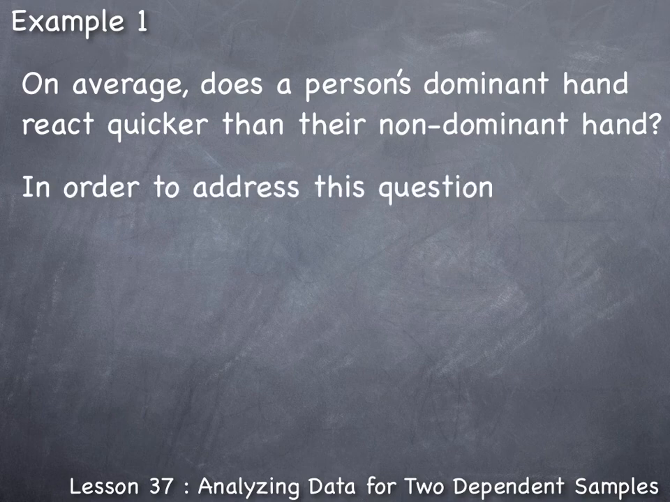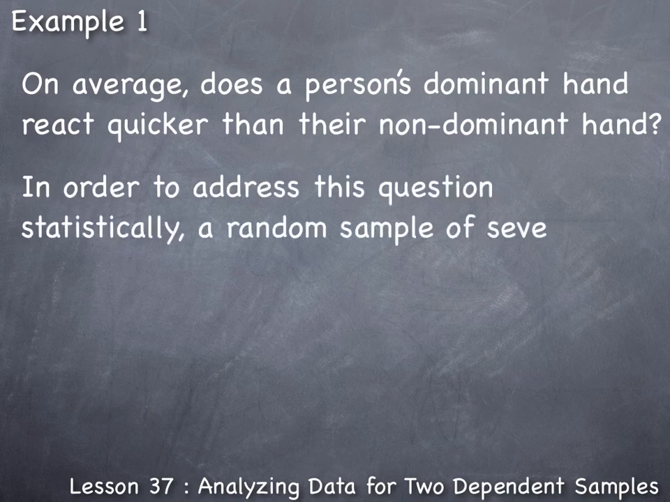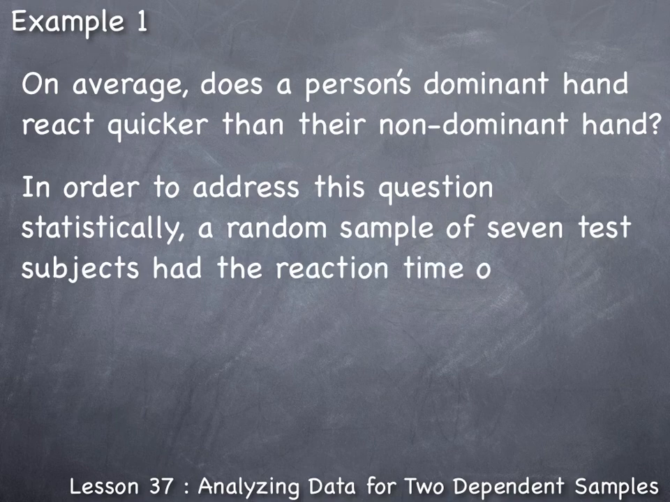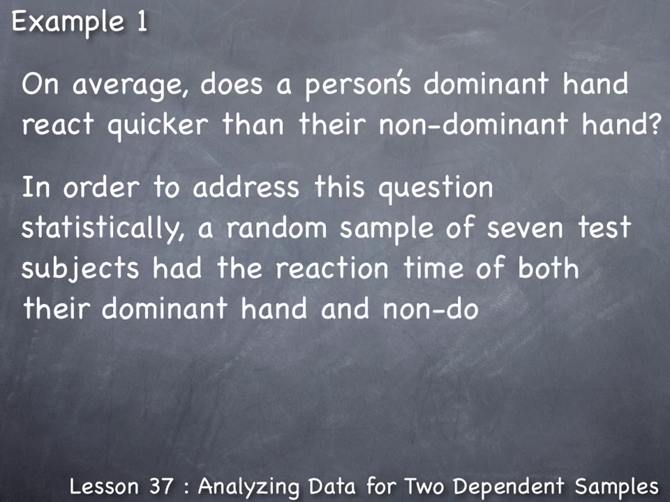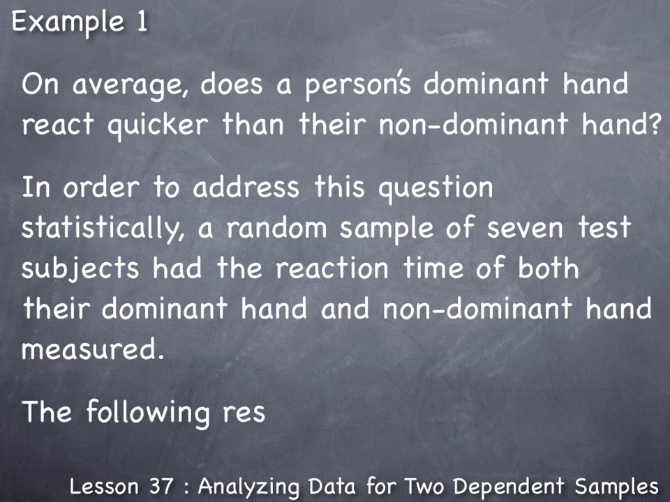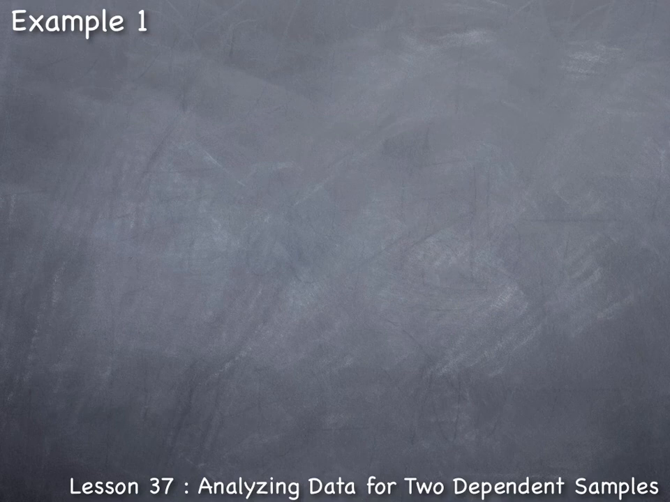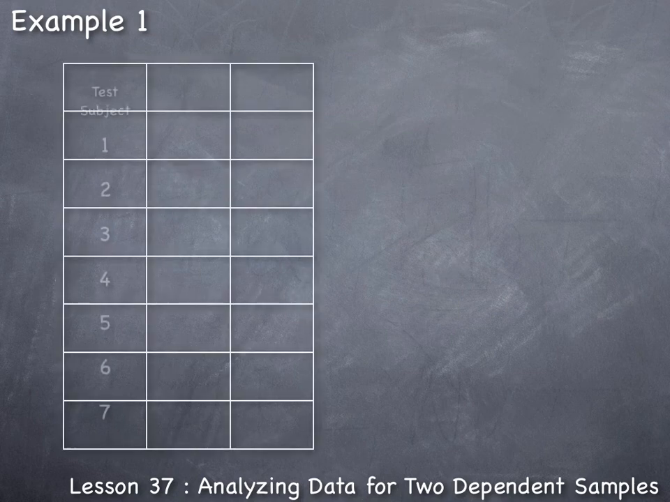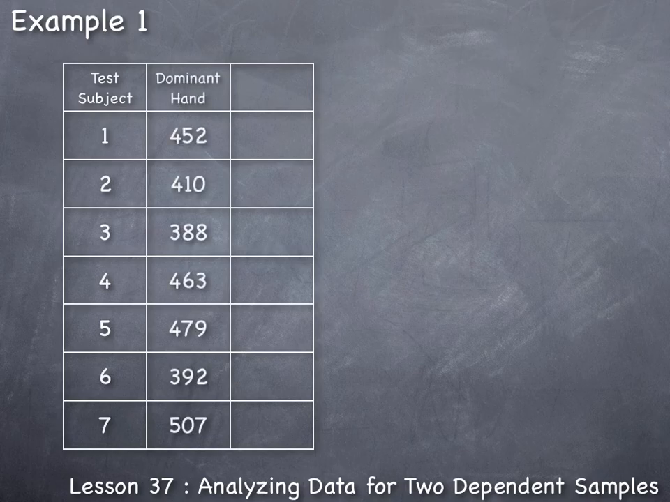In order to address this question statistically, a random sample of 7 test subjects had the reaction time of both their dominant hand and non-dominant hand measured. The following results were observed. So this random sample of 7 test subjects each had their dominant hand reaction time measured and their non-dominant hand reaction time measured.